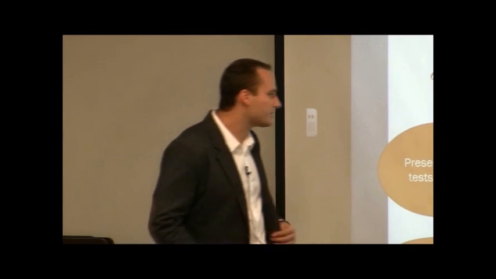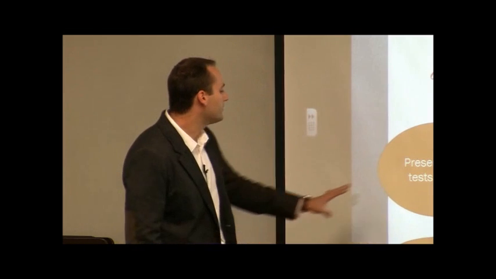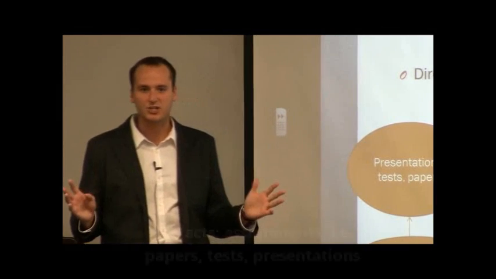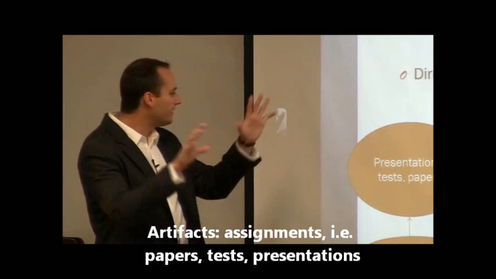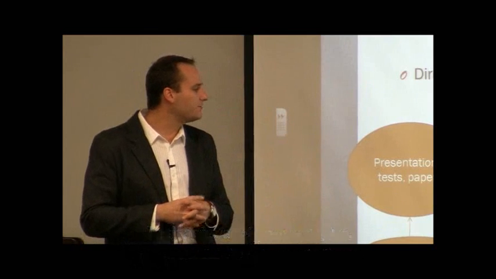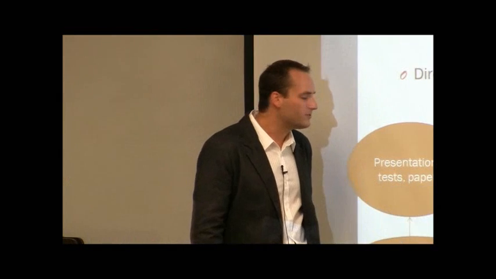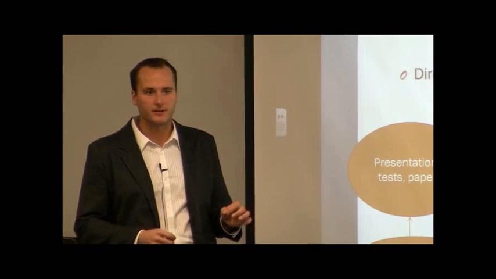Now, inputs. We need artifacts. We're going to break it down into 3 artifacts. Artifacts can be anything from presentations, tests, papers. Also, there will be an overall classroom observation that will need to be assessed. Now, with the artifacts, what we're looking for is proof to a third party that we are addressing certain criteria in our course learning outcomes.